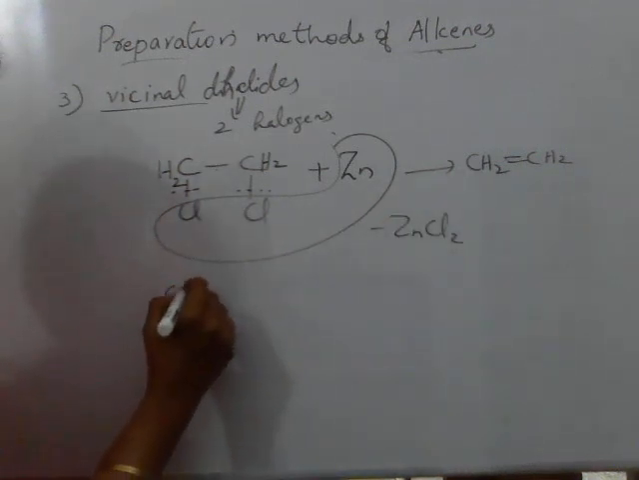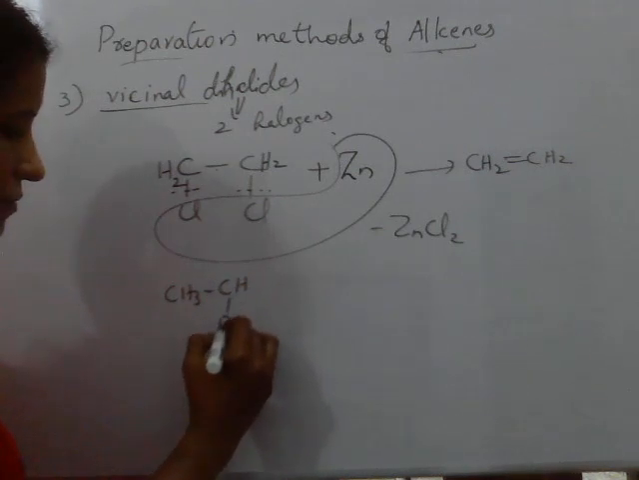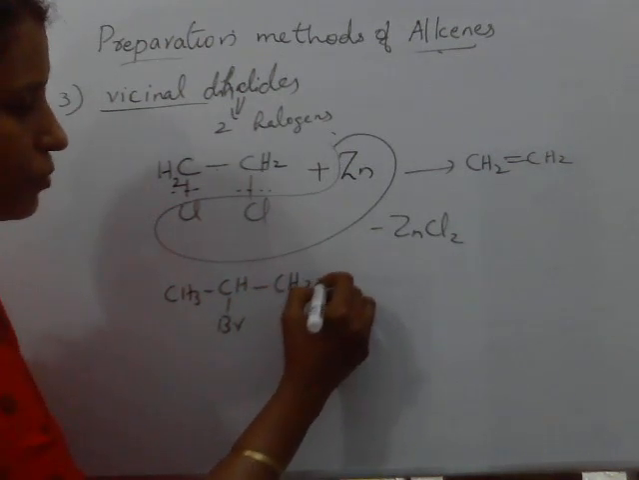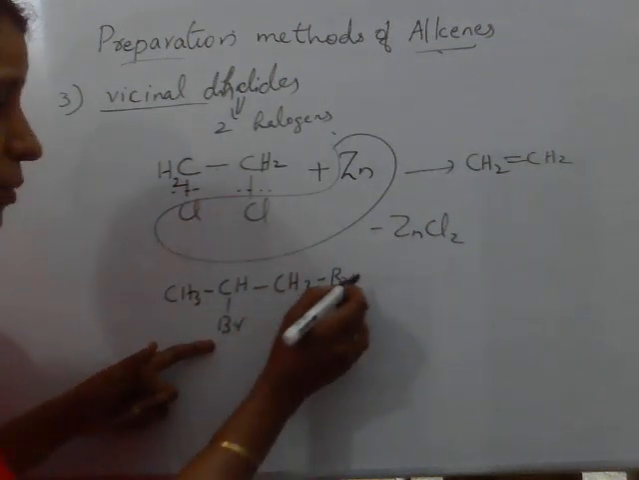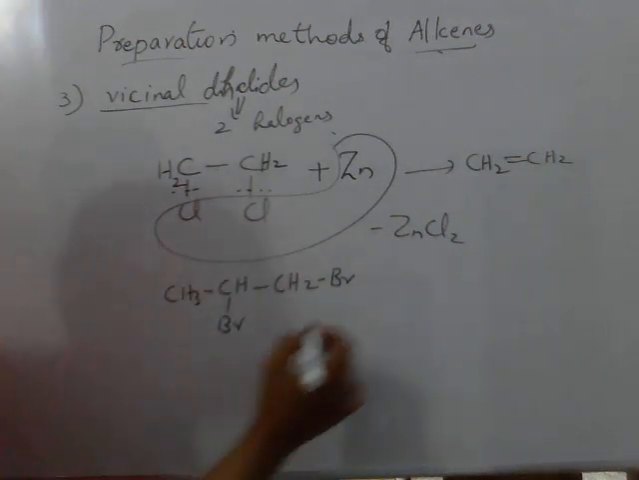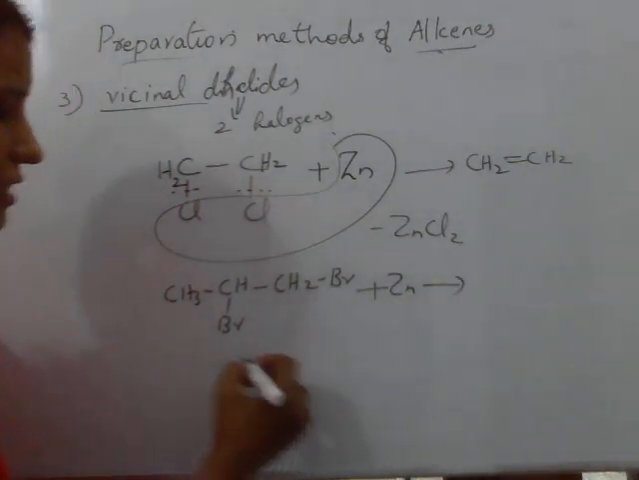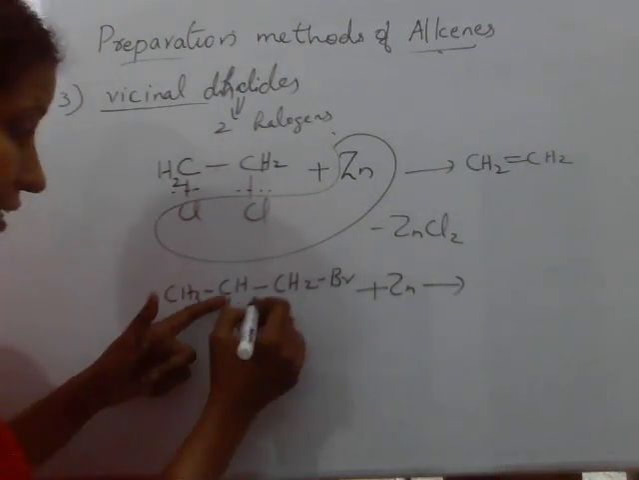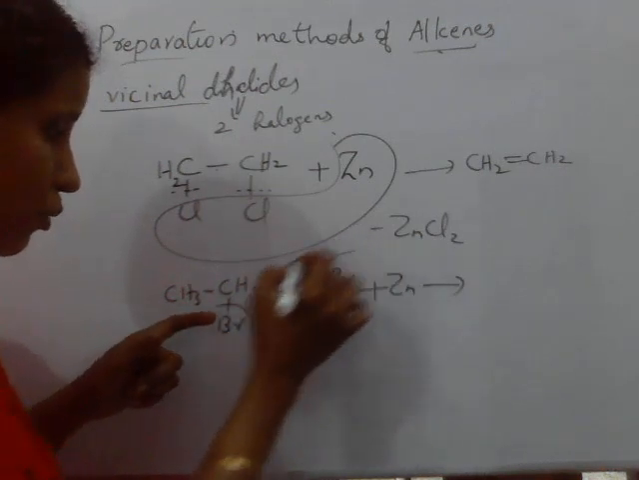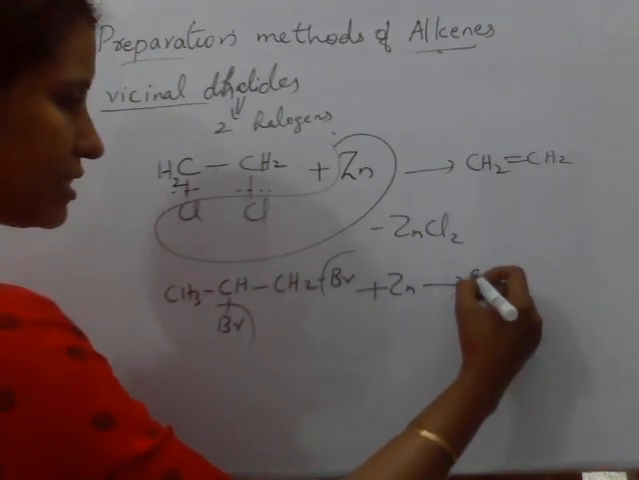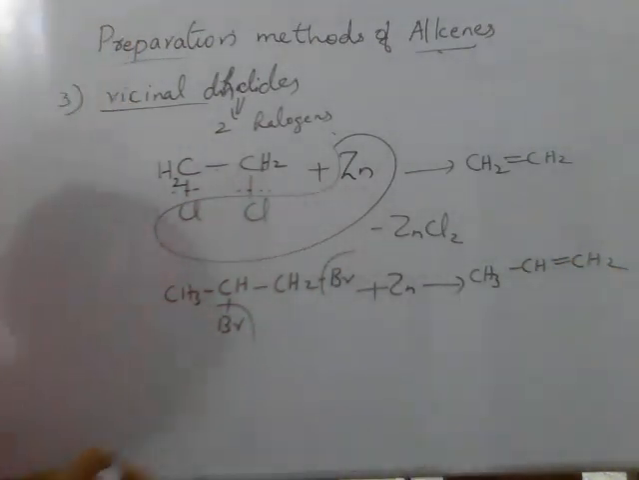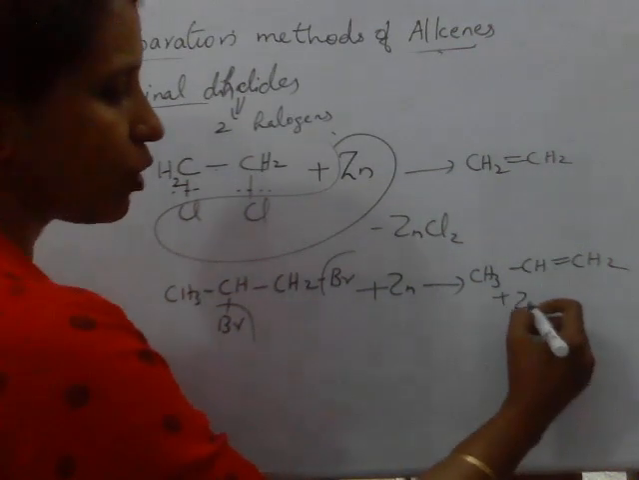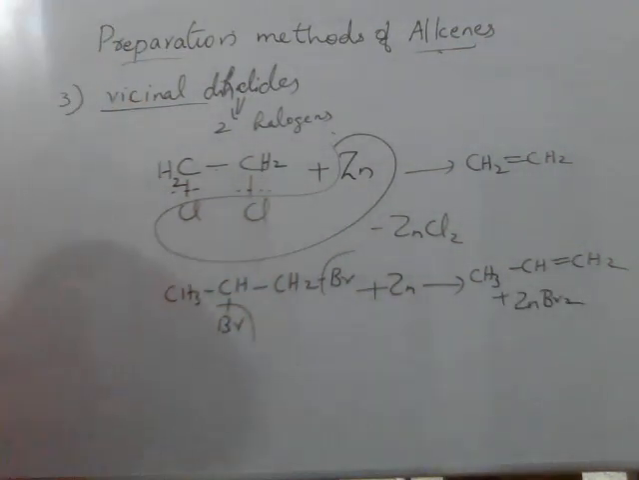Similarly, one more example, CH3 CHBr, CH2Br. Another vicinal halide, 2 bromine atoms on adjacent carbon atoms. When heated with zinc, what happens? Zinc bromide will be eliminated, and after the elimination of these 2 bonds, here a double bond will be produced. That is CH3 CH double bond CH2. We get propene plus zinc bromide, ZnBr2, will be formed.